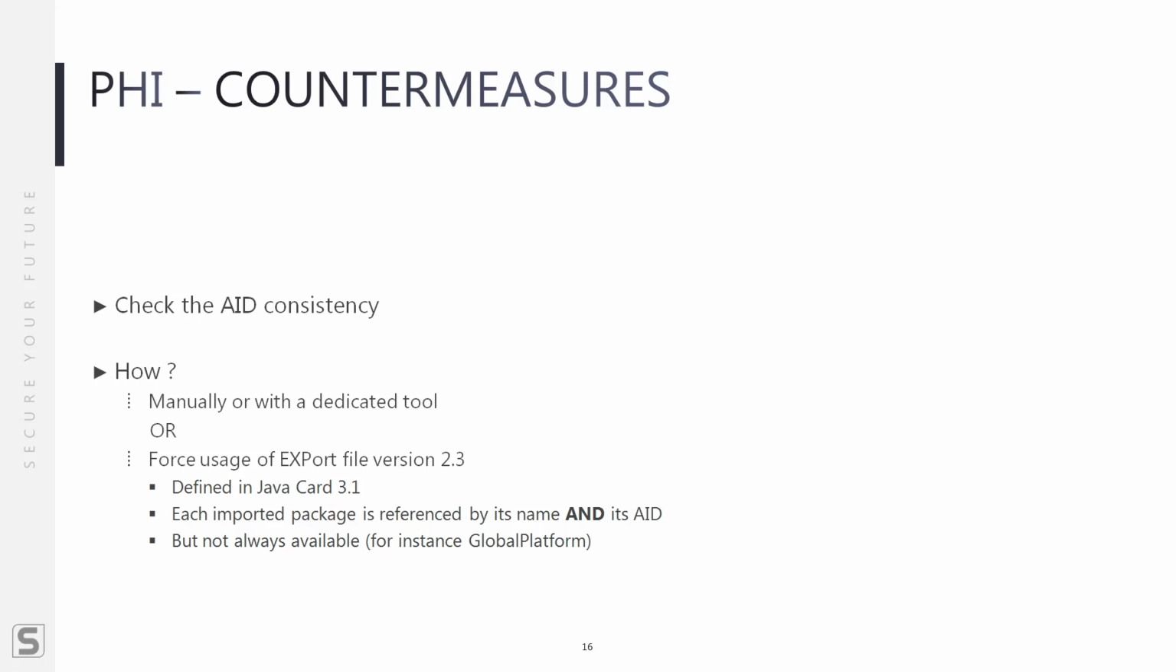This export file version has been recently specified in JavaCard 3.1, and this file version can also be used on older JavaCard versions. This last option is the best, but it needs to migrate all the export files to the 2.3 format, which could be difficult to deploy on products already in the field. Indeed, public packages do not have all their export files in version 2.3 publicly available. For instance, the Global Platform API is not yet available in version 2.3.